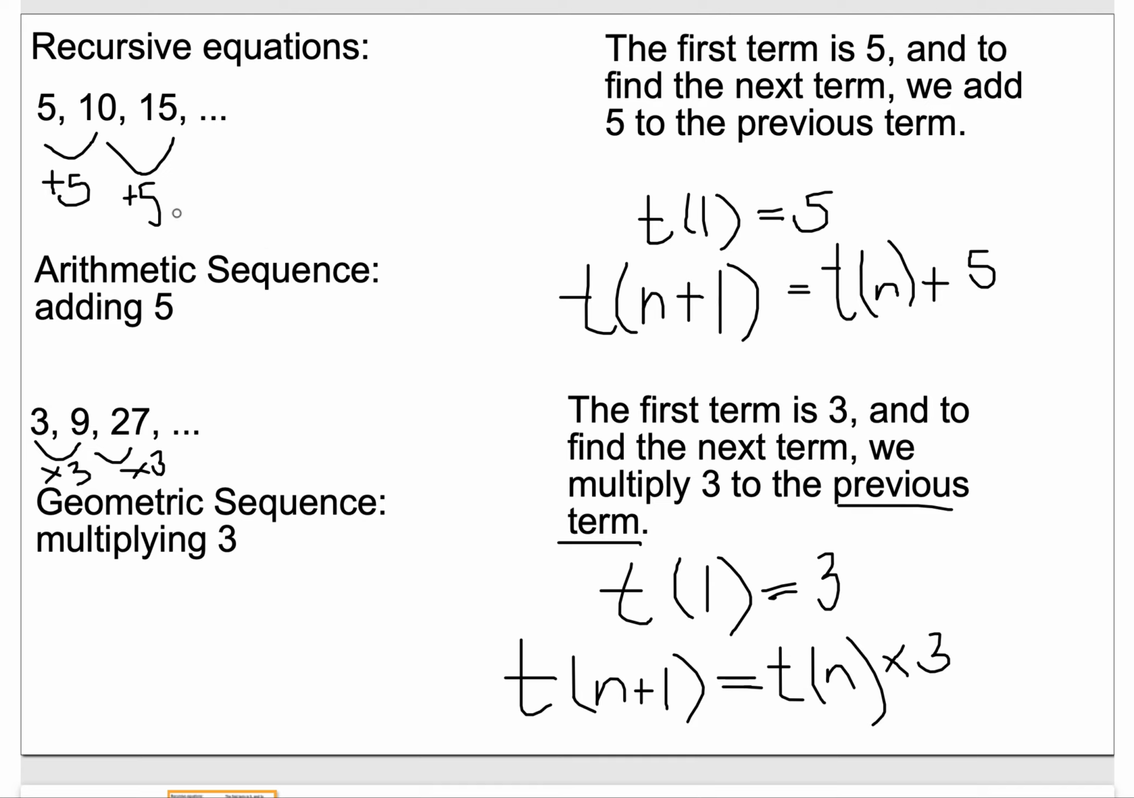The only thing that changes is whatever you're doing to the previous term. So in this case, we were adding 5. If we were adding 10, we would put a plus 10. If we were subtracting 2, I would put a minus 2. And same thing here. If I was dividing by 3 instead of multiplying by 3, I would put a division sign and a 3. This is just telling me what I'm doing to the previous term. And then you do have to tell me where to start. So you do have to tell me any number in the sequence. So again, I told you guys that we usually use the first term. All right.